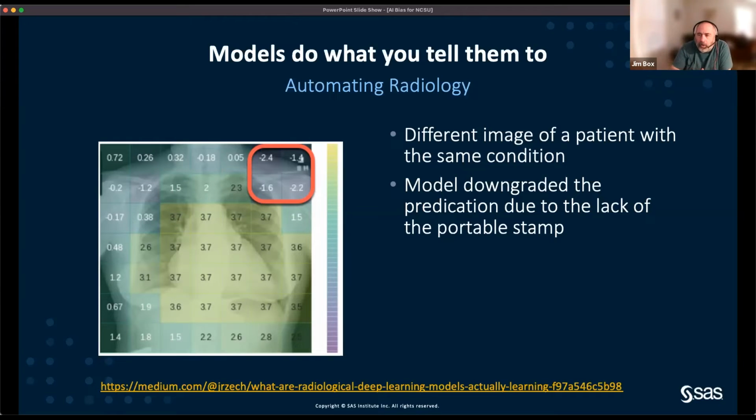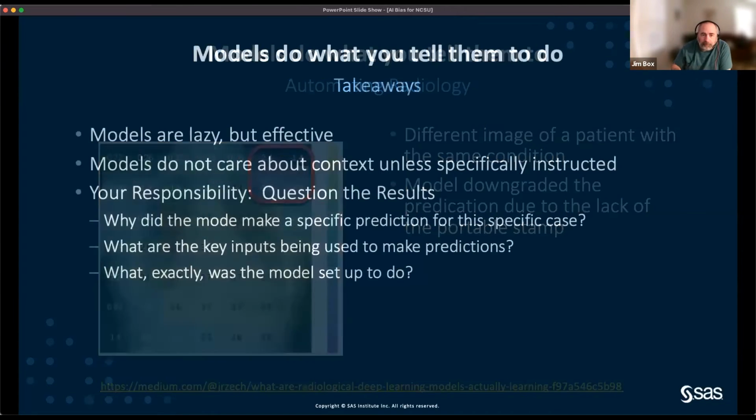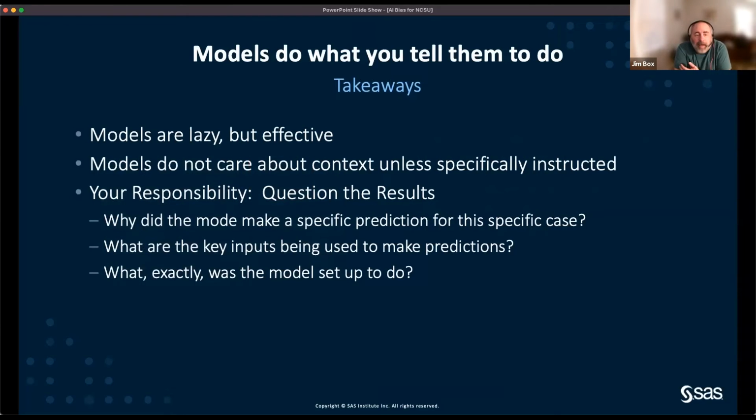It's really hard to understand what a neural network is actually doing and where it's spending its time. But a model like this would give you results and it would look like, oh, it was right 90% of the time. This must be a really good model. Well, you don't know that if you don't understand what's going on, right? Models are lazy. They will find the easiest way to break things up into different groups, but they're effective, right? They don't care about context unless you specifically instructed them.